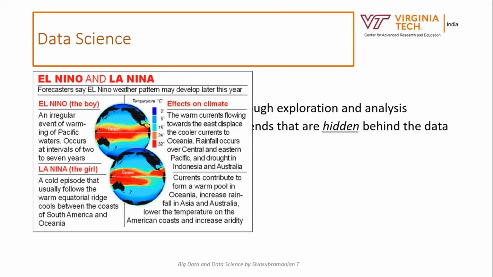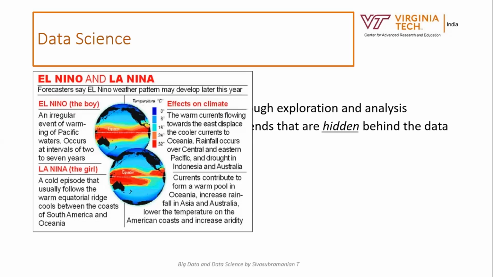Because of that, the warm currents flowing towards the east displace the cooler currents in Oceania, and because of which rainfall occurs over the central and eastern Pacific, but it will result in drought in Indonesia and Australia. So when you observe the El Nino phenomenon in a particular year, you can for sure expect a drought in Australia and Indonesia. If there's going to be a drought, you can plan your various other corrective actions in terms of agriculture or even in other aspects of life.